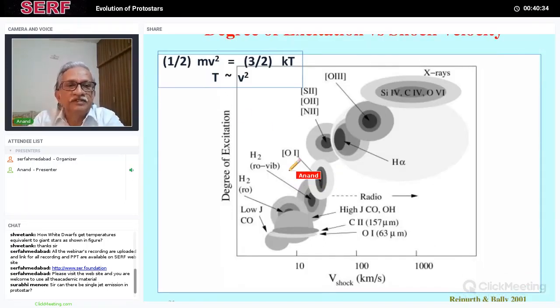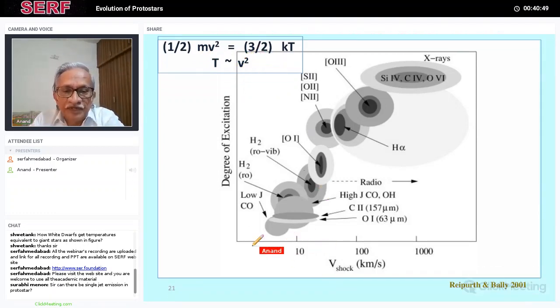That's what is shown here. So if you have the shock velocity v squared, the kinetic energy half mv squared is thermal energy 3/2 kT. So the temperature that can arise is proportional to v squared, the shock velocity squared. Here is plotted shock velocity in kilometers per second, 10, 100 and 1000, against the degree of excitation. At low shock velocities, below 10 kilometers per second, the carbon monoxide millimeter lines, the rotational lines, can be excited.